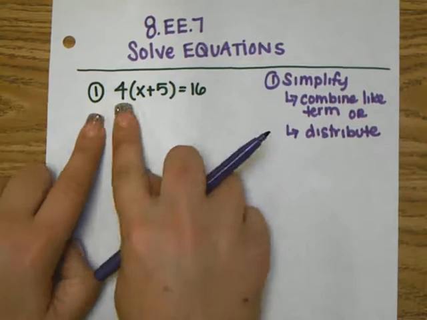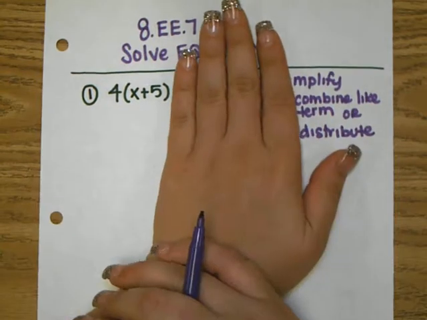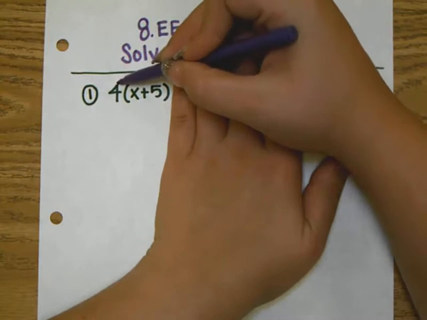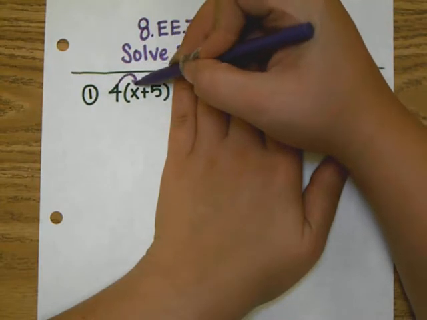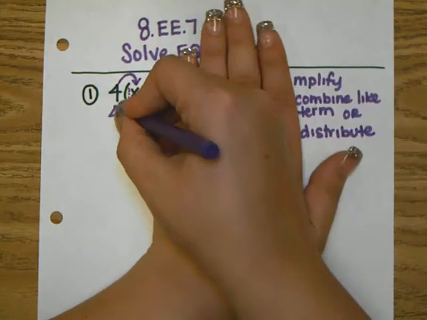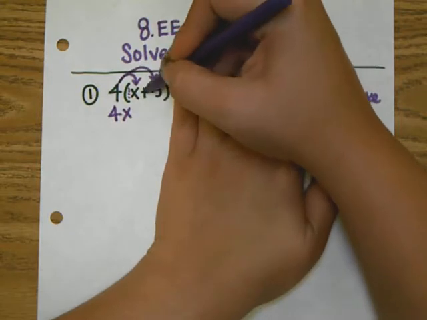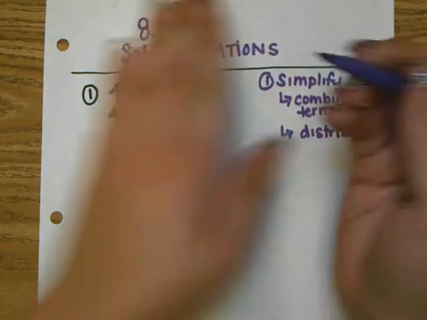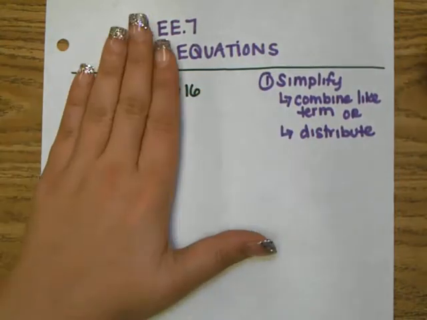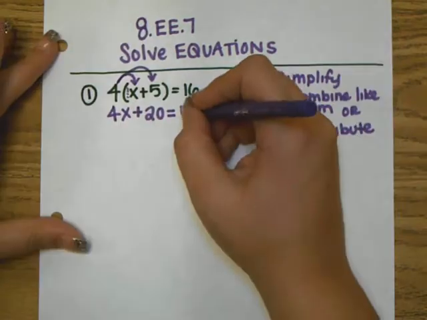So with example 1 here, we can simplify. We're going to look at the left side. We're going to take the number in front of the parentheses and distribute. So 4 times x is 4x. 4 times positive 5 is positive 20. Then we look at the right side. There's nothing on the right to simplify, so I'll just bring it down.